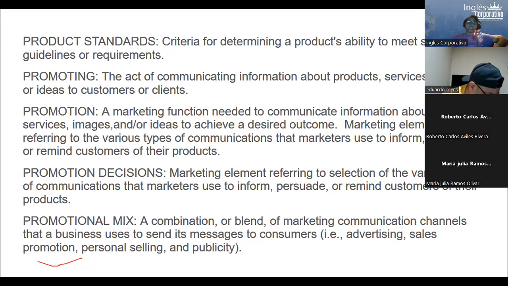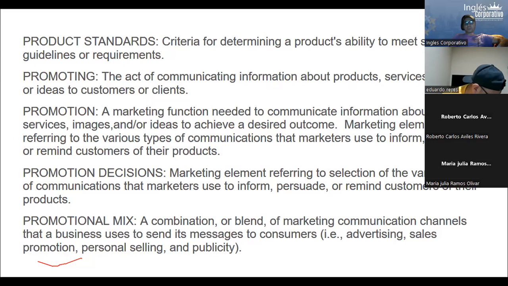So promotion decisions means that companies have to decide what is the best way of promoting their products. For example, nowadays, it's very common that companies use influencers, right? Or social media. So they promote their products. Good. No new words here, I guess.